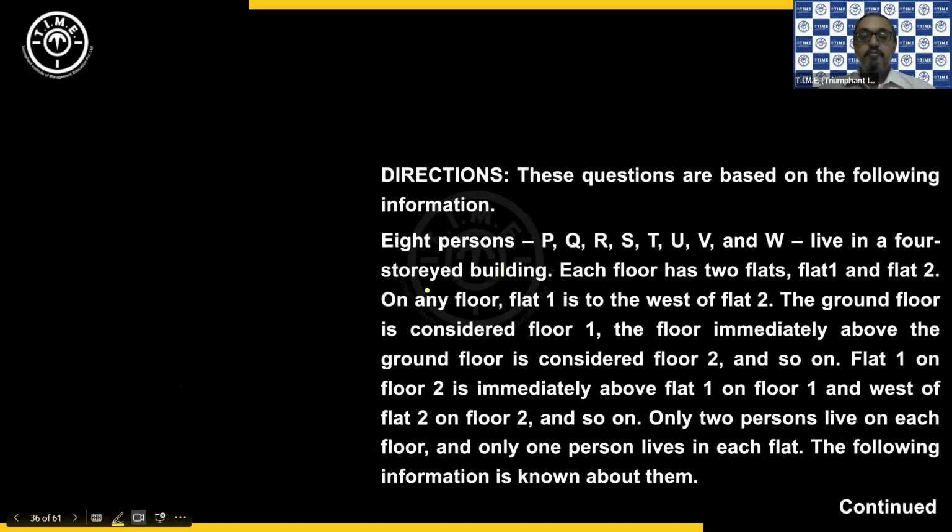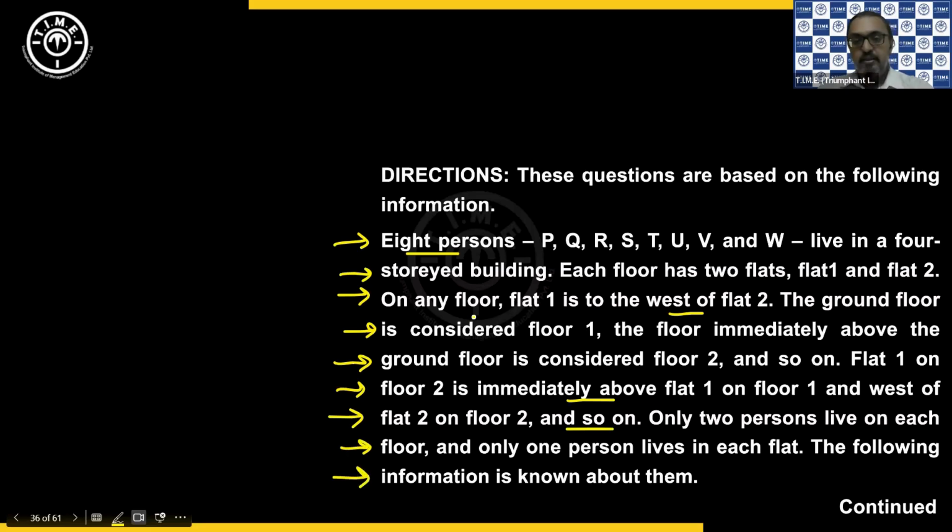Then next one. We have 8 persons, P, Q, R, S, T, U, V, and W, live in a 4-storied building. Each floor has 2 flats, flat 1 and flat 2. On any floor, flat 1 is to the west of flat 2. So west means the left side of flat 2. The ground floor is considered floor 1. The floor immediately above the ground floor is considered floor 2, and so on. The flat 1 on floor 2 is immediately above flat 1 on floor 1 and west of flat 2 on floor 2, and so on. And he says only 2 persons live on each floor and only 1 person lives in each flat. The following information is known.